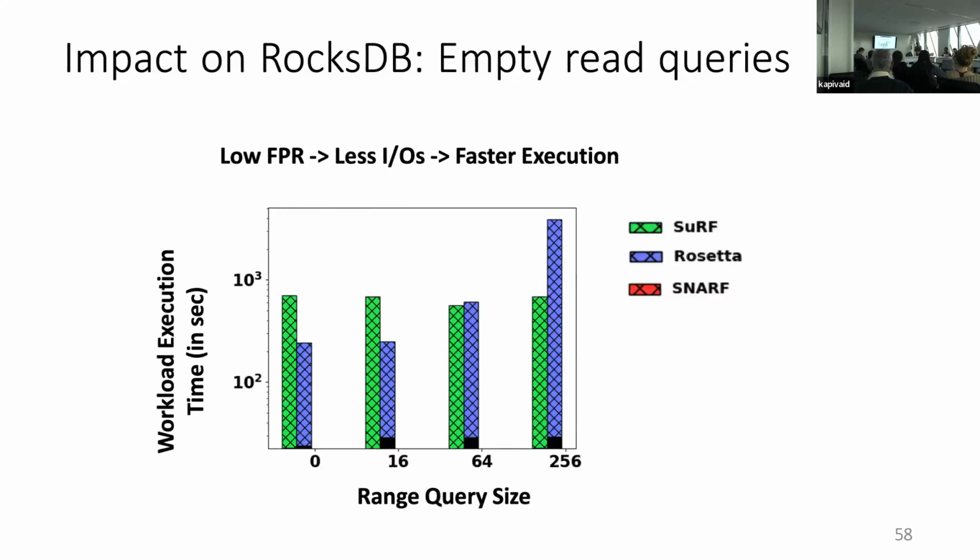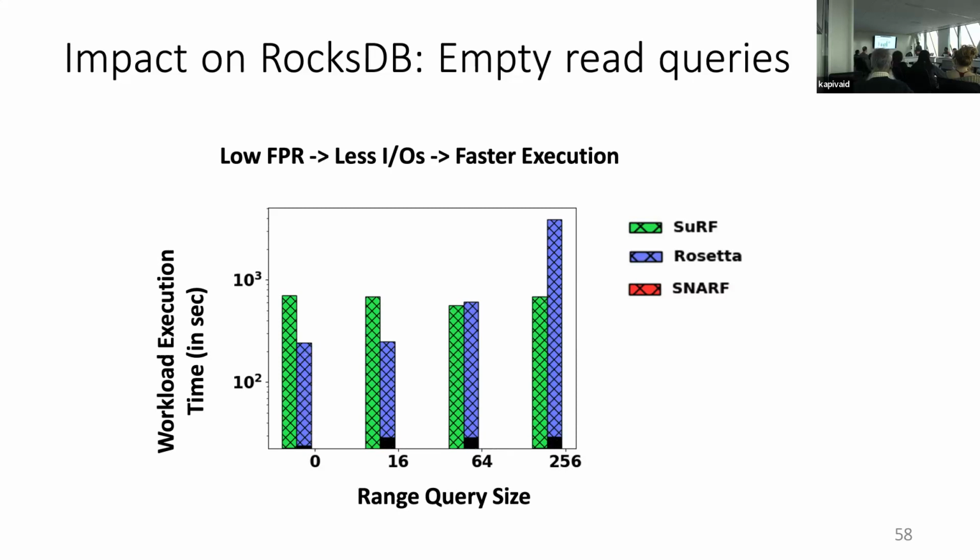So the idea was that if a filter is able to offer a low false positive rate, we'll have lower IOs and faster execution time. So on the y-axis, we have the workload execution time. And on the x-axis, we vary the range query sizes of queries in this workload.